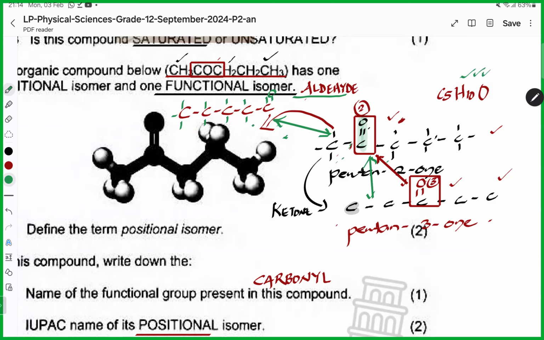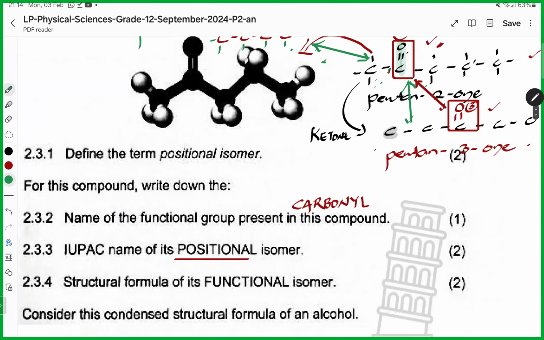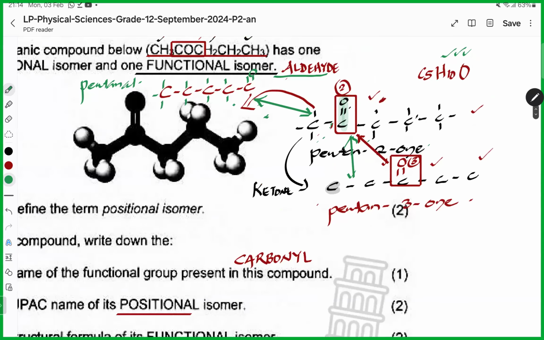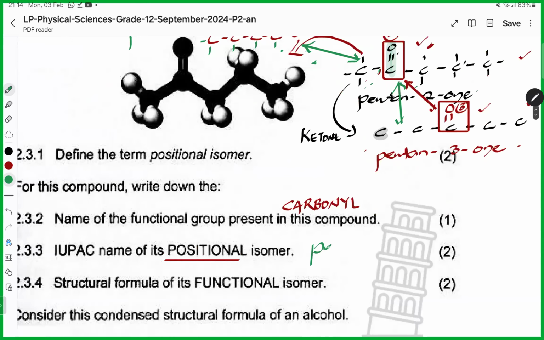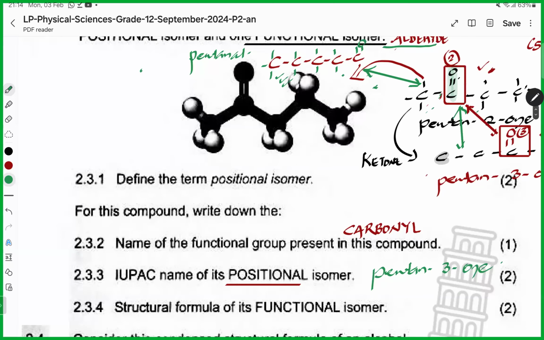They have the same molecular formula. They have different structures with different functional groups. So the name of this compound here would be pentanal. So the IUPAC name of the positional isomer of pentan-2-one would be pentan-3-one. The structural formula of its functional isomer. There's the structural formula of the functional isomer. Please include all your hydrogens because I didn't include it there. So that's 2.3.4.